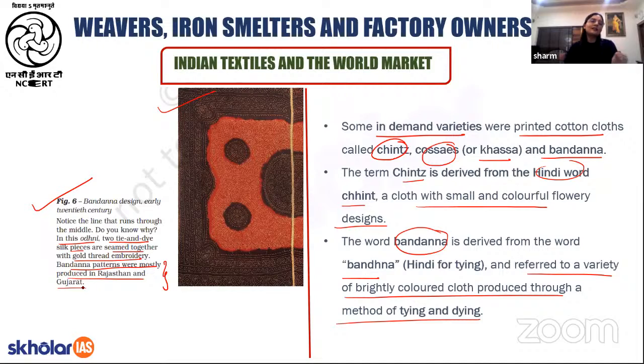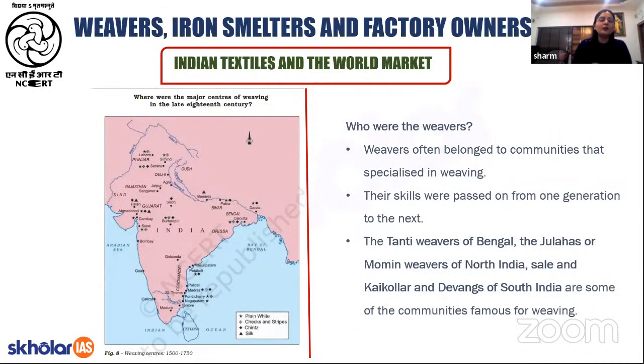So again, students, from the art and culture perspective, this particular point is important. You need to know where this bandana is particularly made in India, and that is in the states of Rajasthan and Gujarat. Now let's move on to the next slide.